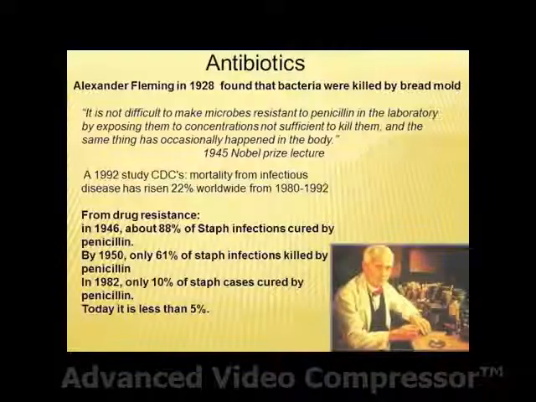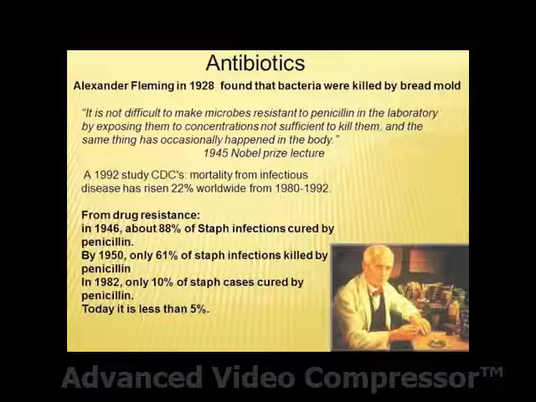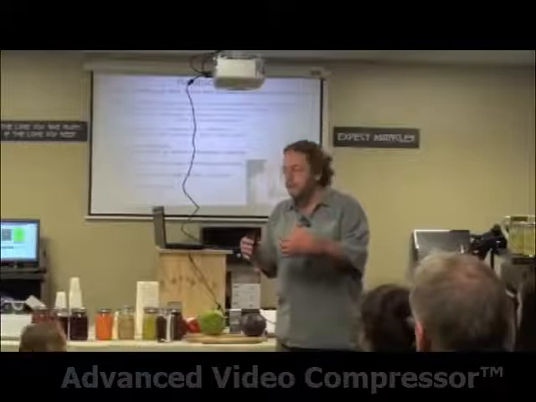Now when we look at this, Alexander Fleming discovered that bread mold would actually kill some bacteria. In 1946, 88% of staph infections were killed by it. Okay, and just 4 years later, it went down to 61% of staph infections. So are bacteria adapting in the 50s?